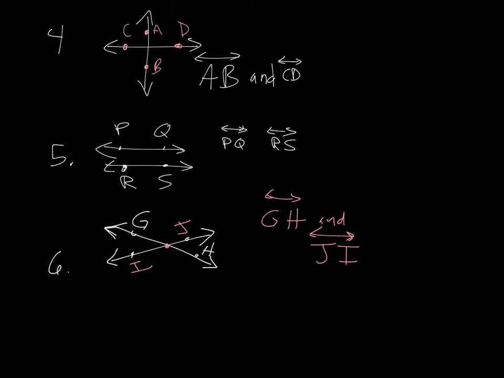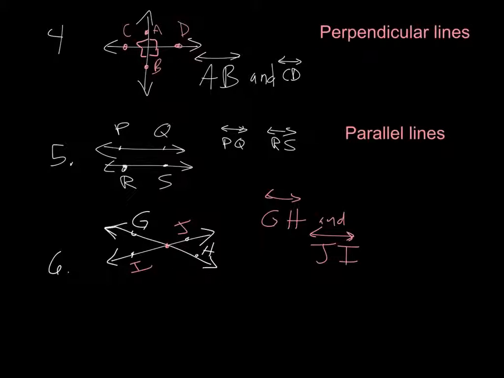Alright, so just to double check your work, number 4 is perpendicular lines. And I can tell that because they form right angles, all of the angles that it forms are right. Next, what do we have? We have parallel lines. And they're parallel because they're equidistant. Remember, that means that they are equal distance no matter where I look at them.